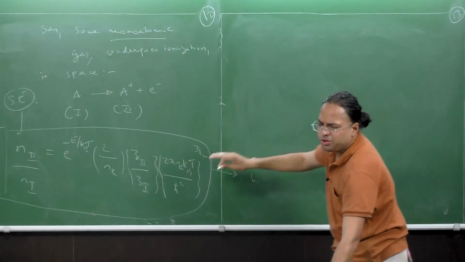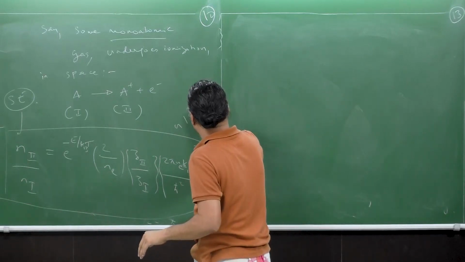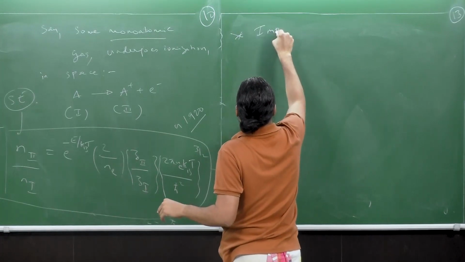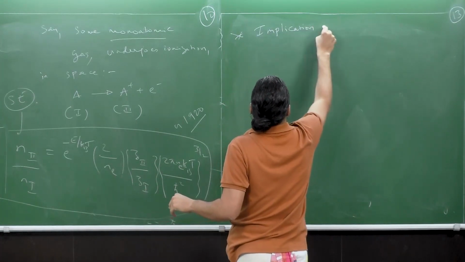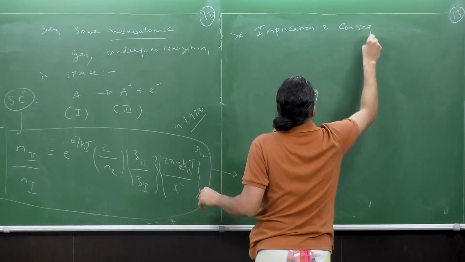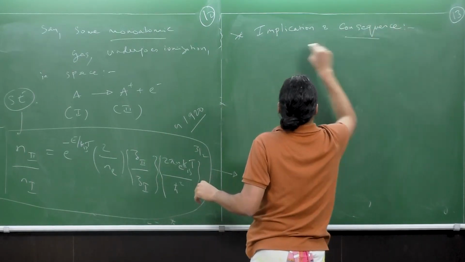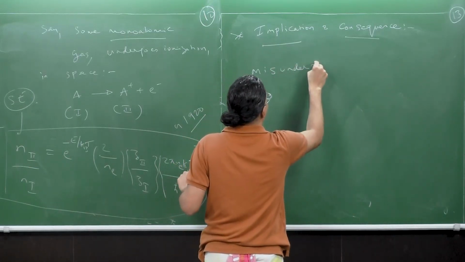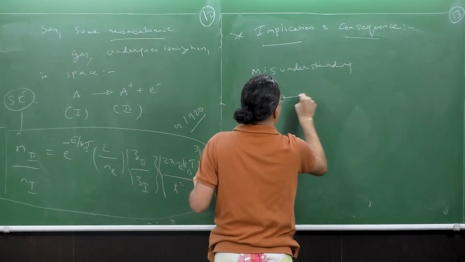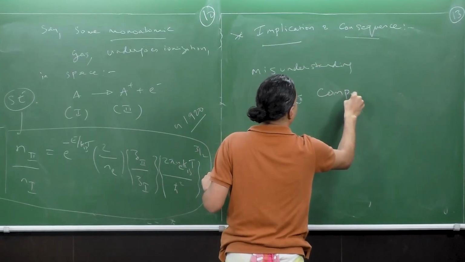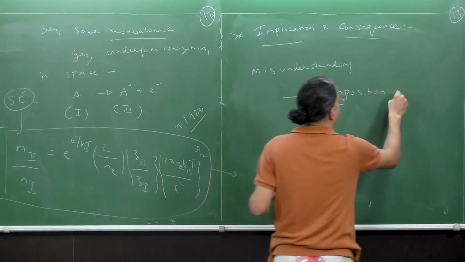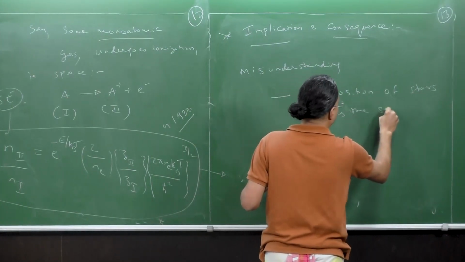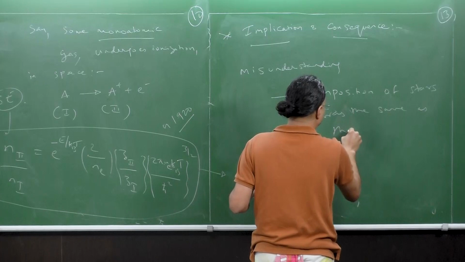Now, this equation was propounded approximately around 1920. So the implication, and I would say consequence, of the Saha equation: until about the 1920s, a misunderstanding was that the composition of stars was the same as that of Earth.